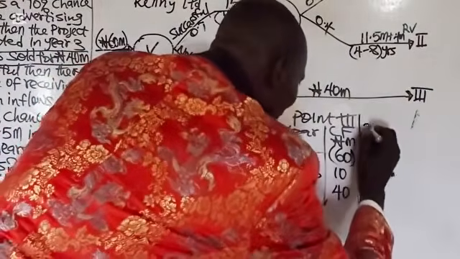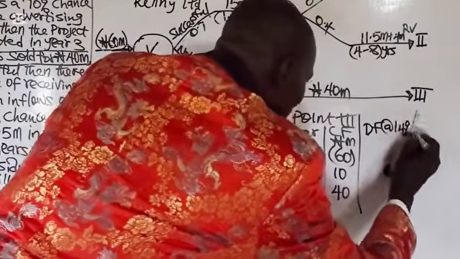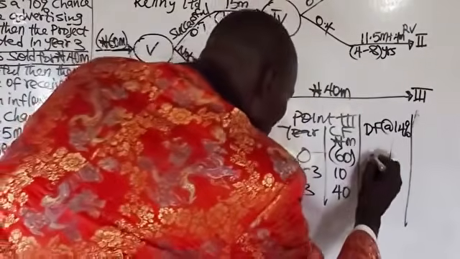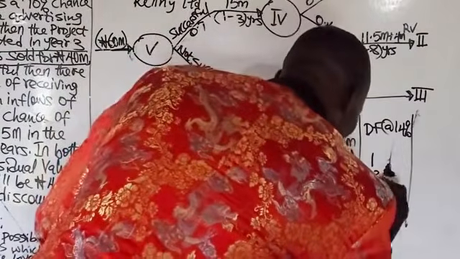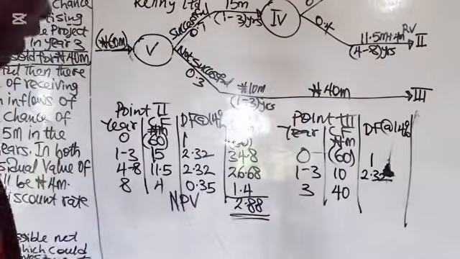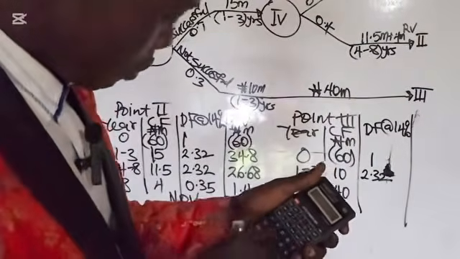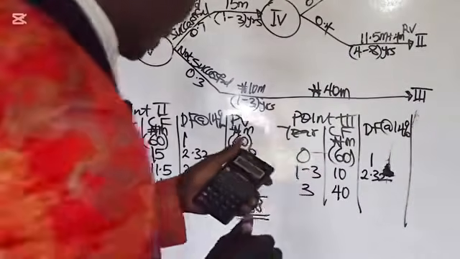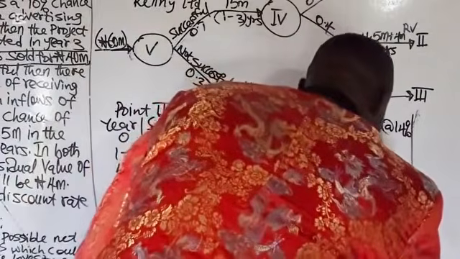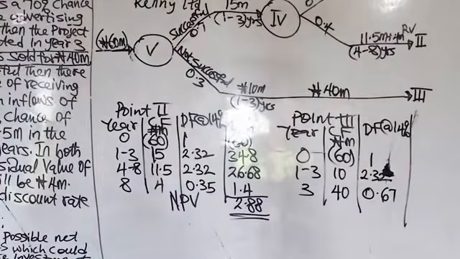So we have discount factor at 14% cost of capital. Year 0 will be 1. Year 1 to 3 remain 2.32 as usual. Then year 3 gives us 0.67. What is the present value of that?